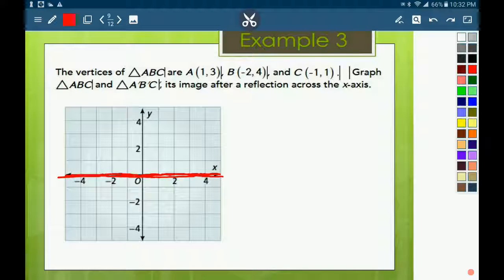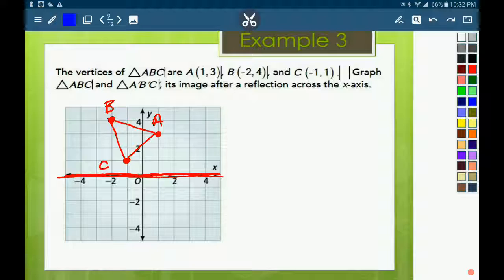Now I'm going to plot my points down. A is at 1, 3. Make sure you label. B is at negative 2, 4. And C is at negative 1, 1. Connect your dots, make your triangle. So there's my original pre-image. And then it says we have to reflect it across the x-axis.